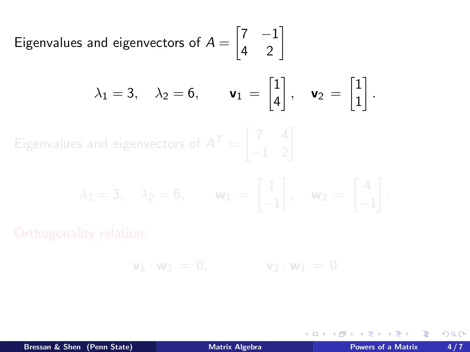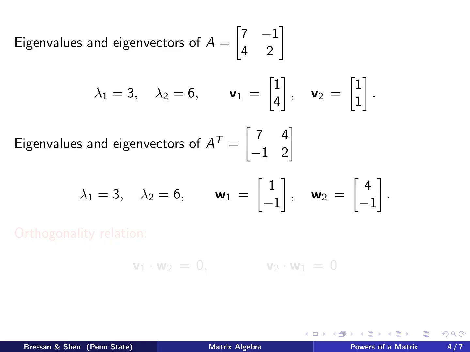We can now carry out the computation for the eigenvectors of A with those two eigenvalues. We are familiar with this computation, so I will skip the details, and we will obtain two eigenvectors. V1 would be (1, 4), and V2 would be (1, 1). And carry out the same computation for A transpose to find the eigenvectors for lambda 1 and lambda 2, let's call them W1 and W2, and this is what we will get.